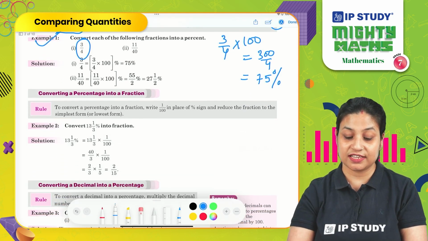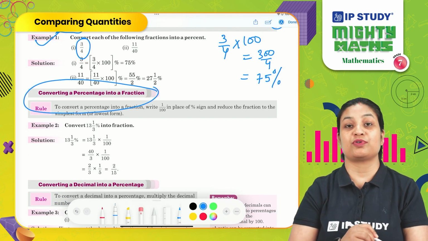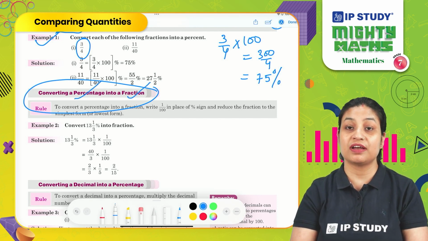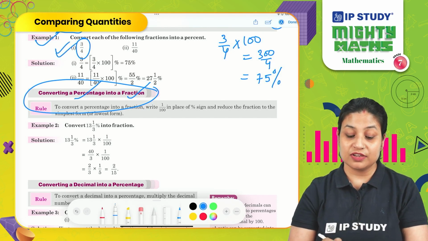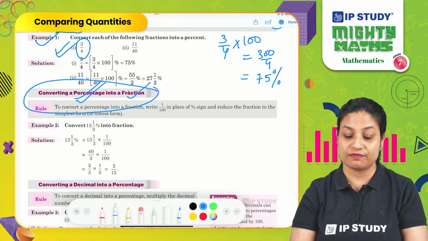Now, let's take the next scenario. Here, we are doing the reverse process. What are we doing over here? We are converting percentage into fraction. Initially, we converted a fraction into percentage with this example. Now, what are we doing? We are converting percentage into fraction.